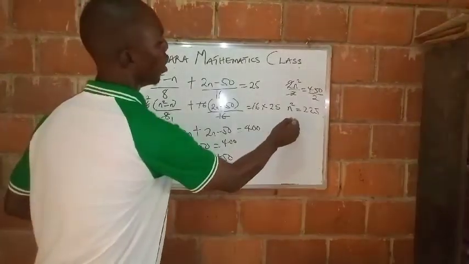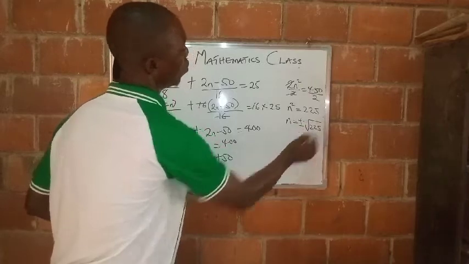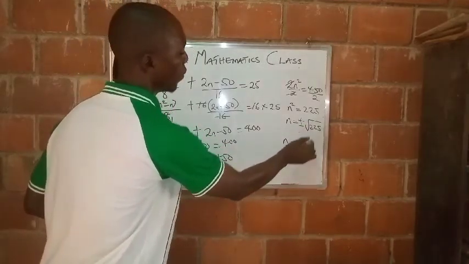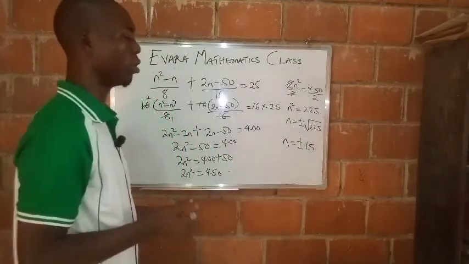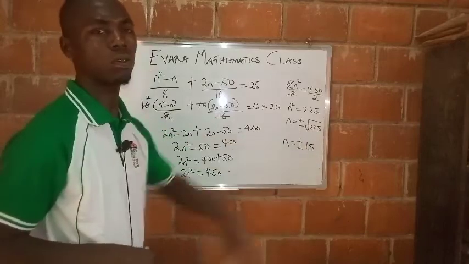So that means n will now be plus or minus the square root of 225. And the square root of 225 is what? 15. So the value of n in this equation is plus or minus 15.